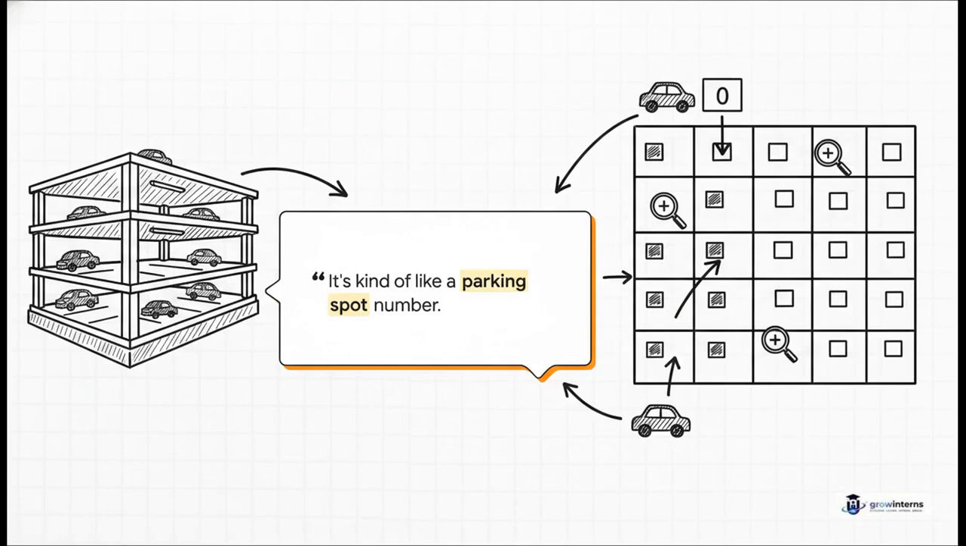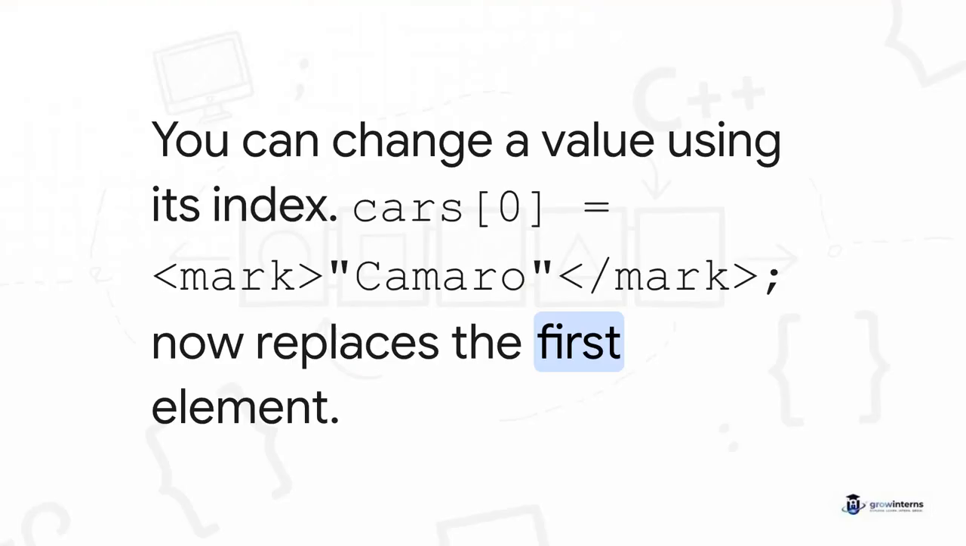Here's a great way to think about it. If the array itself is a parking garage, then the index is just the specific parking spot number. You're just telling the computer which spot to go to. And you know what's cool? This works both ways. Just as easily as you can read what's in a spot, you can also change it. Here, we're just saying, hey, go to spot 0, and instead of a Corvette, park a Camaro there.